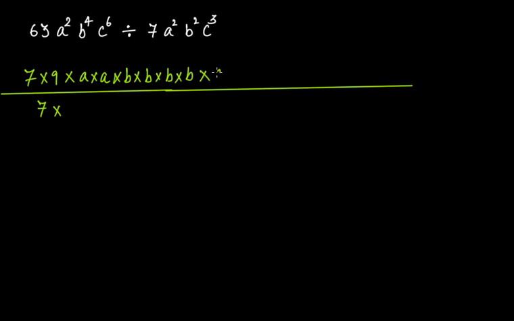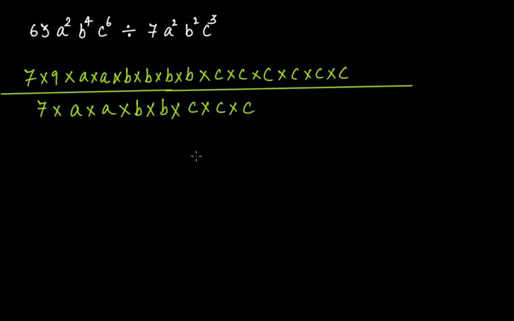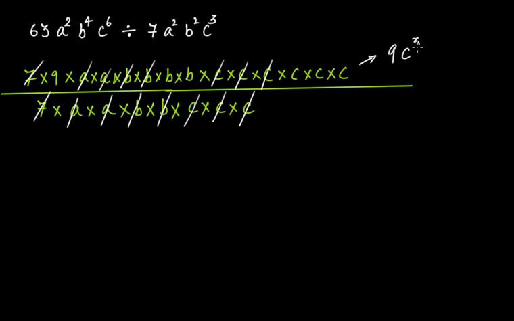Multiplied by c, 6 c's, and then here you have 7, so a multiplied by a multiplied by b multiplied by b multiplied by c multiplied by c. Okay, so this 7 common, gone, this a gone, this a gone, this b gone, this b gone, this c, this c, this c gone. So what are you left with? You are left with 9 multiplied by c multiplied by c multiplied by c, that is 9c cubed, right?